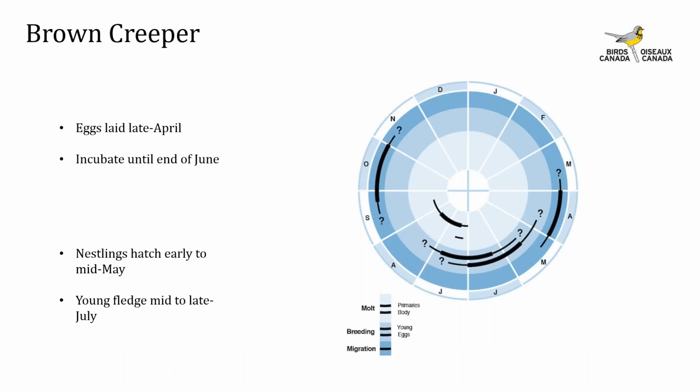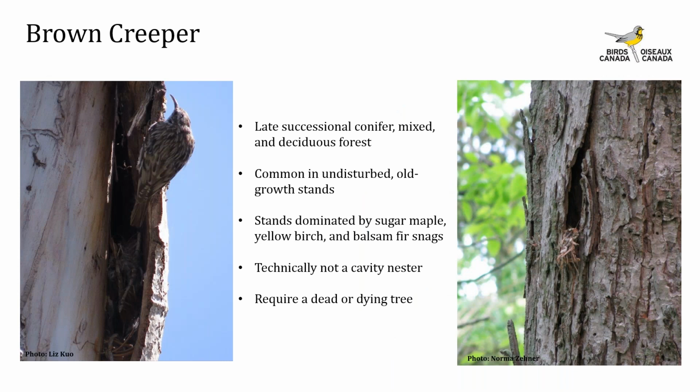So according to Ontario nest records, brown creepers begin laying eggs in late April, and they'll continue to incubate until the end of June. Once incubation starts, nestlings will hatch in 15 days and then begin hatching in early to mid-May. The young will have fledged from the nest in mid to late July. I'd also like to point out that the 15-day incubation period is a very short time period for a bird. It's usually anywhere in the 20 to 30-day range.